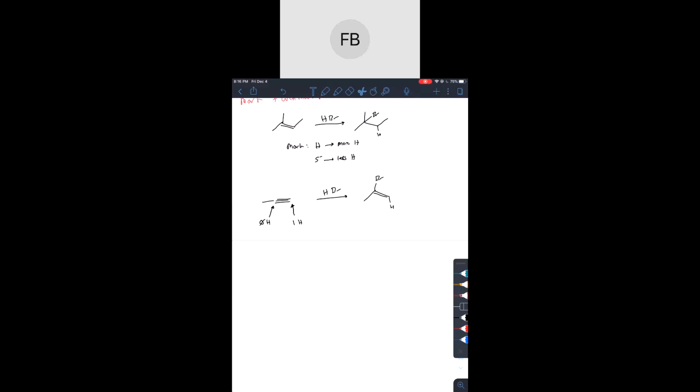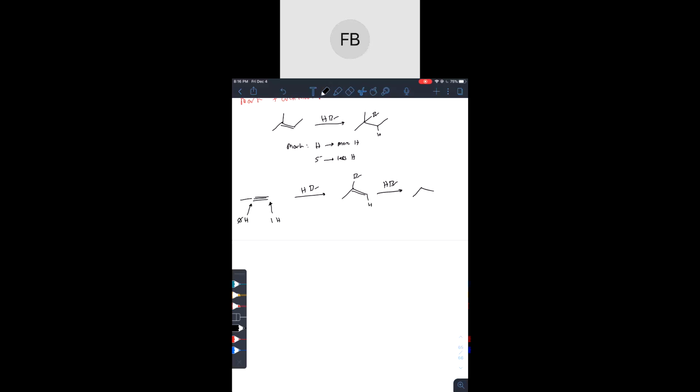Now, something interesting is that we can do this again. We can do this one more time. So react it with another HBr, and what this gives us is, again, the hydrogen is going to go to the place with the most hydrogens, bromine is going to go to the place with the least hydrogens. So we have that original bromine there, and we've added another bromine here. And then there's 2 hydrogens here. And obviously the double bonds are gone.